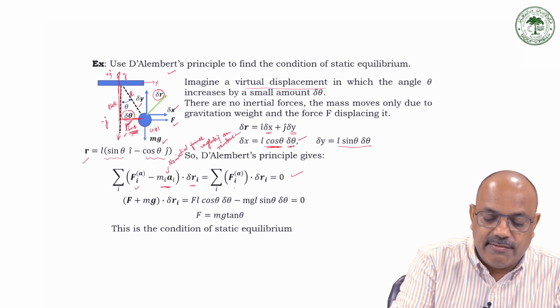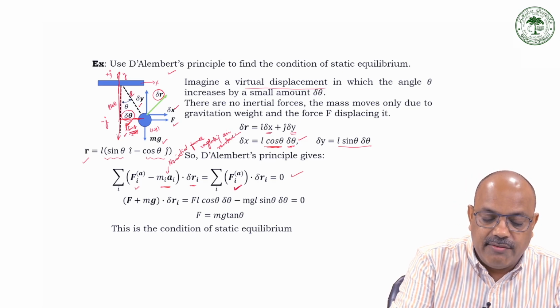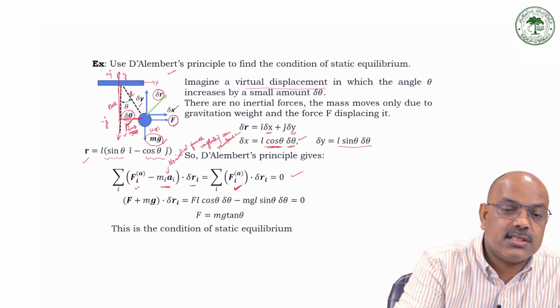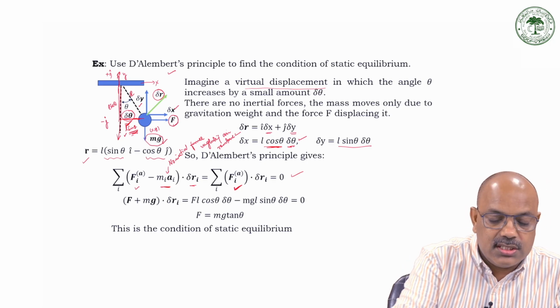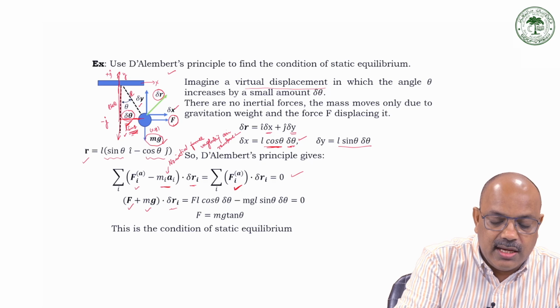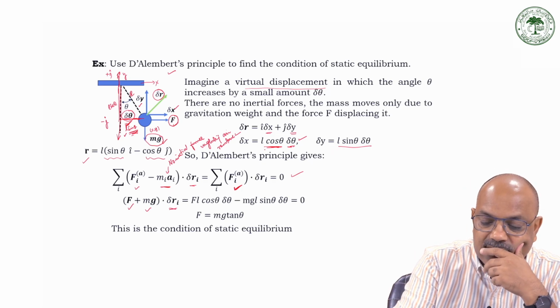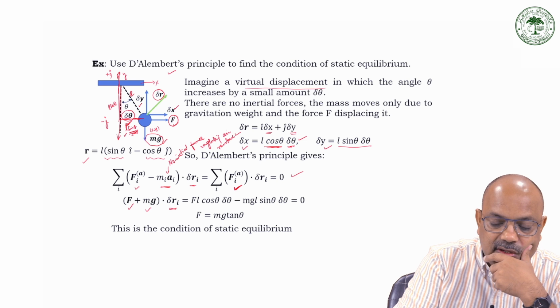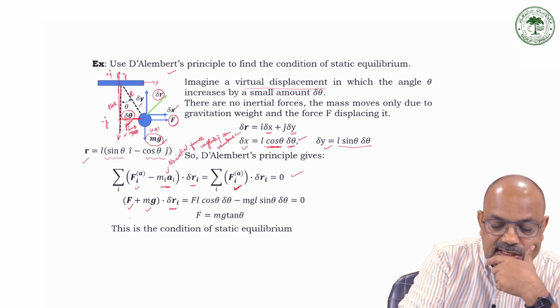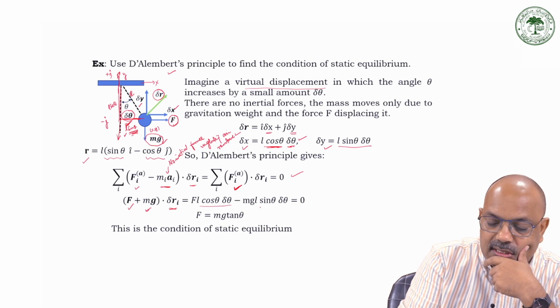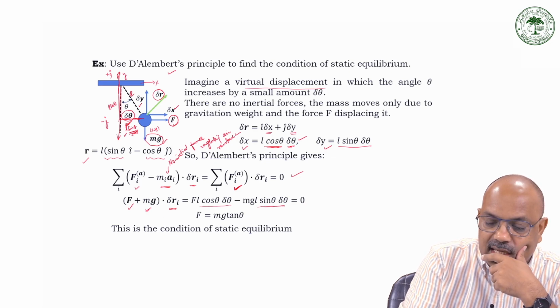So I just have this Fi, which consists of the two forces. One is F and the other is mg. So this is F plus mg, and I have delta ri. Delta ri we have calculated with delta x plus delta y. So if I put in, this is F times L cos theta delta theta, and this is mg times L sin theta delta theta.